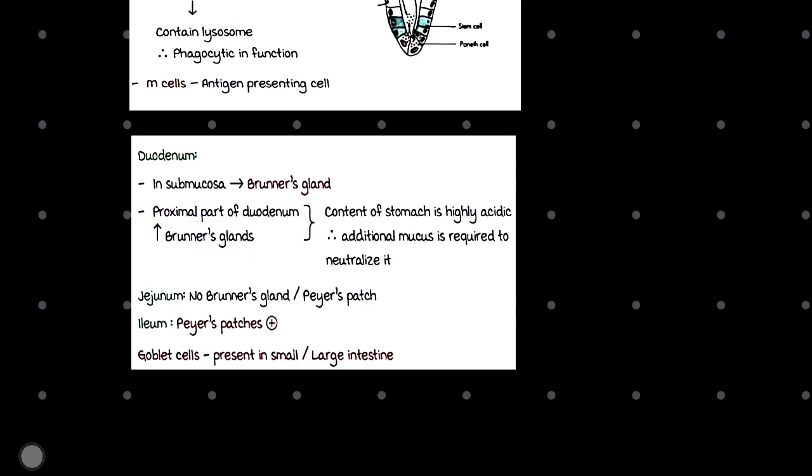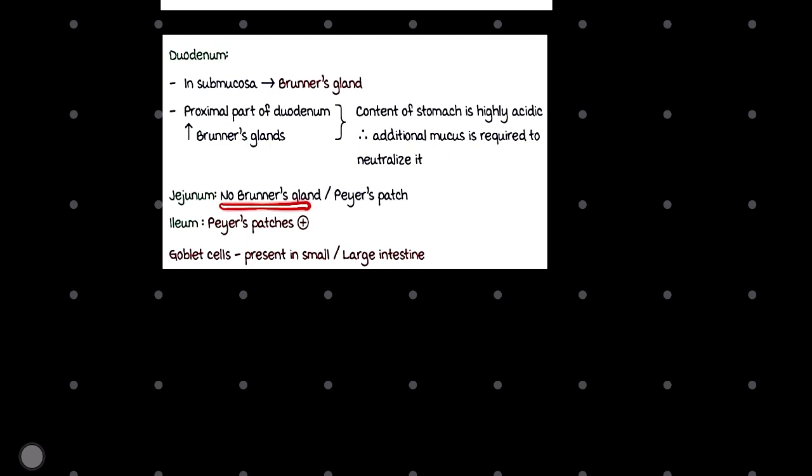The content of the stomach is highly acidic because of HCl, and additional mucus is required to neutralize it. That additional mucus is provided by our Brunner's glands, right? These Brunner's glands have an anti-parietal function. And the duodenum contains no Peyer's patches. Yes, we talked about Peyer's patches in the case of the ileum, right?